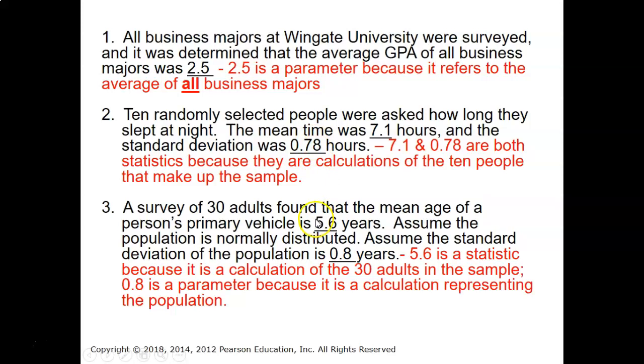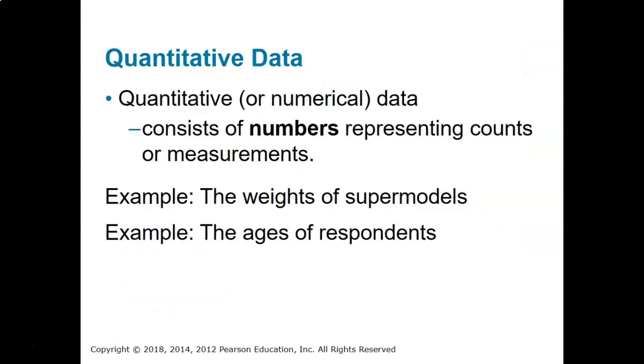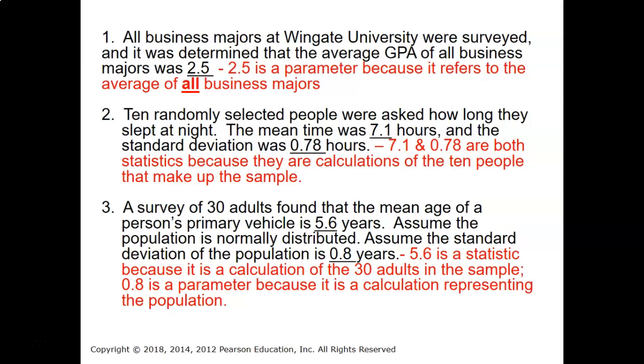Okay, the next one: a survey of 30 adults found that the mean age of a person's primary vehicle is 5.6 years. So if we look at this, 5.6 is coming from the 30 adults, and the 30 adults represent our sample. Therefore, this would be a statistic. And then it goes on to say, assume the population is normally distributed. Assume that the standard deviation of the population is 0.8 years. So in looking at this 0.8 years, because that's coming from the population, it would represent a parameter.